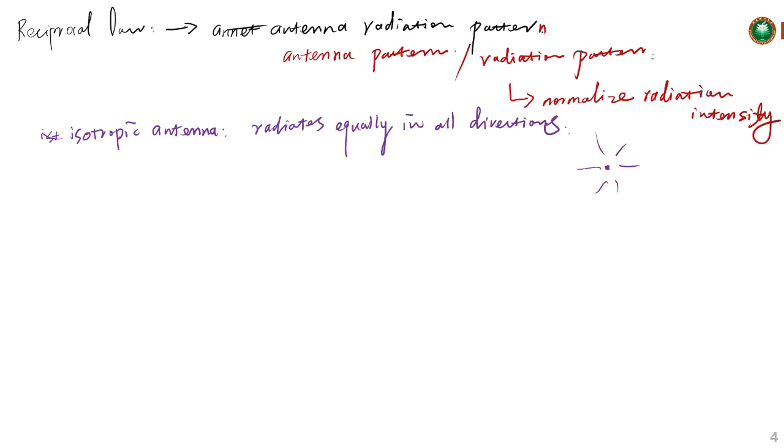So we take it as the isotropic antenna because we regard the isotropic antenna gain as equal to 1 in the linear scale and 0 in the decibel scale. And all our other characterizations of the antenna gains or the antenna patterns are with respect to the isotropic antenna. So it works as a reference.